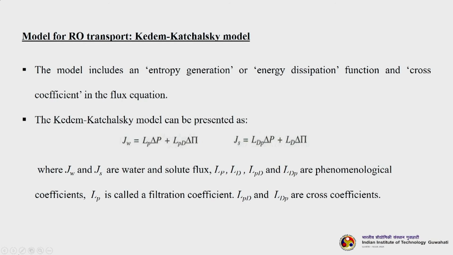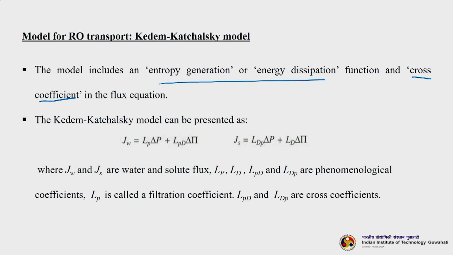The model includes the entropy generation or energy dissipation function and cross coefficient. We have discussed cross coefficients in our transport, Onsager's reciprocal relations. So, we can write the equation of the water flux as well as salt flux like this. Jw is the water flux, which is Lp delta P plus Lpd delta pi, and salt flux Js equals Ldp delta P plus Ld delta pi.